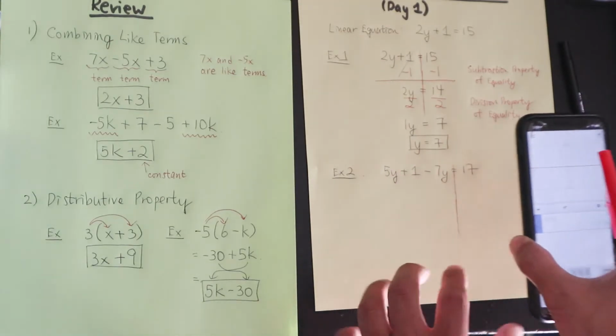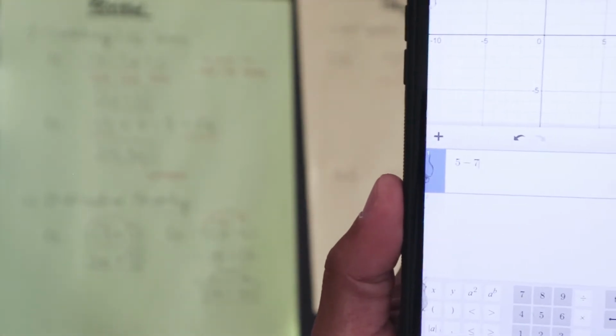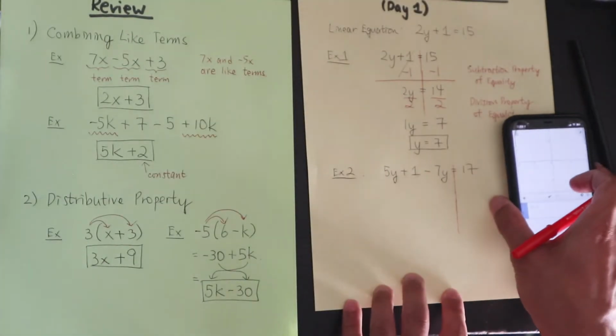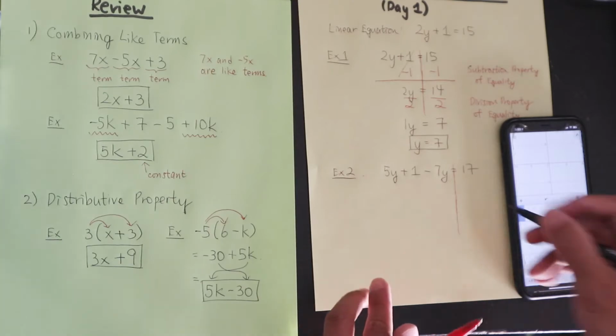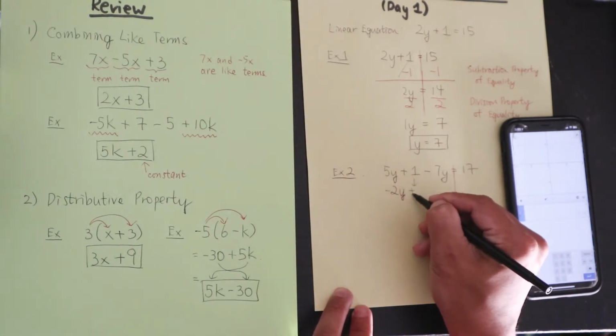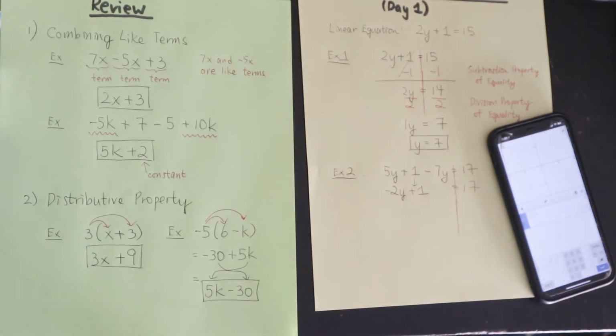If you're not fluent with negative numbers, we're going to use a calculator and put what's 5 minus 7. And the answer is negative 2. So we're going to put negative 2 here. So negative 2, don't forget the variable y. And then you bring down the plus 1 is equal to 17. Like this. Doesn't it look like the things that we just did?